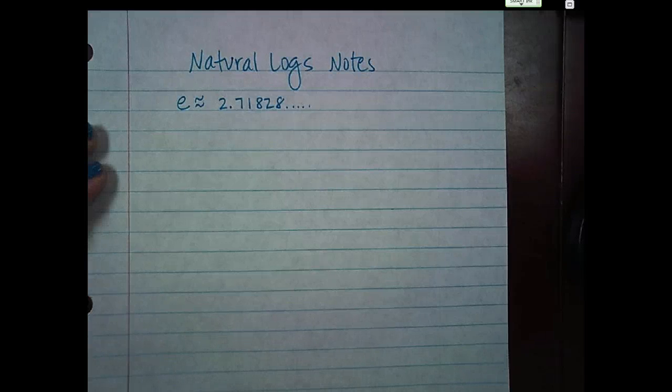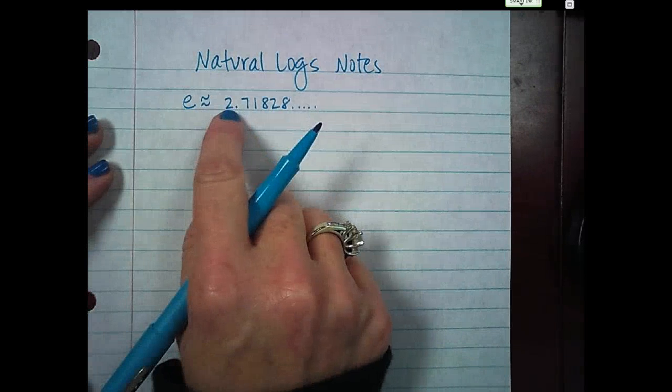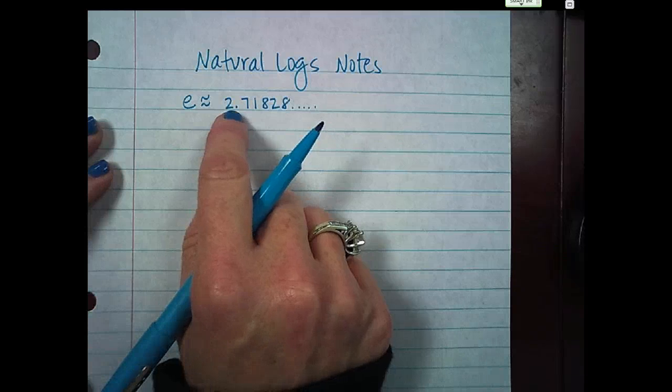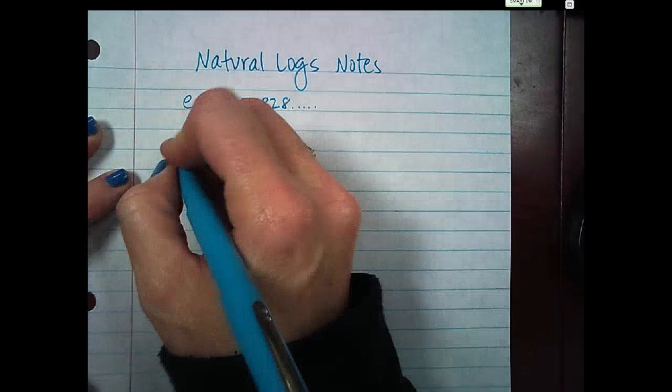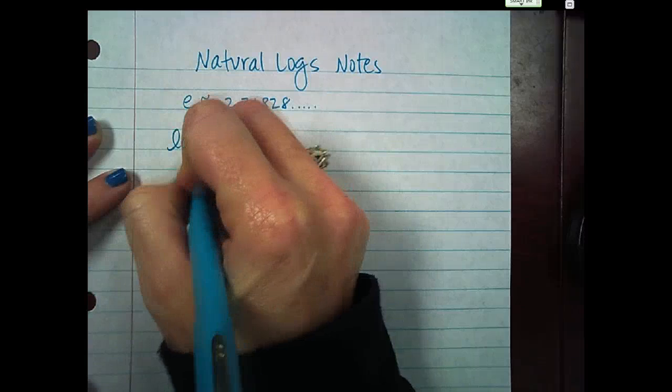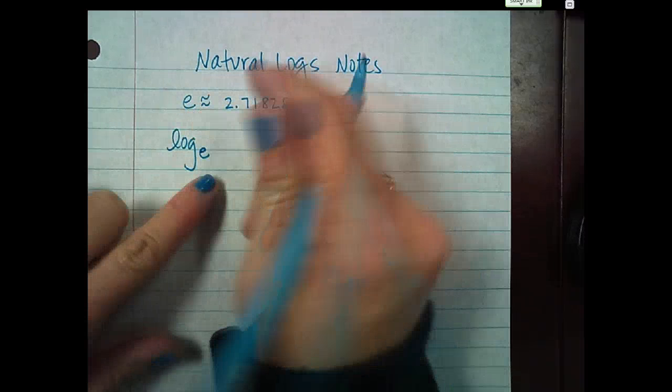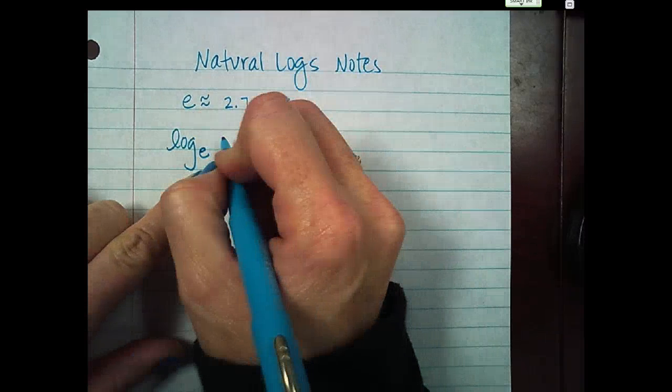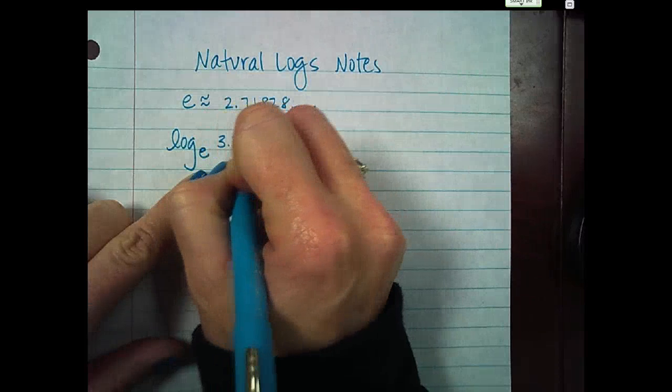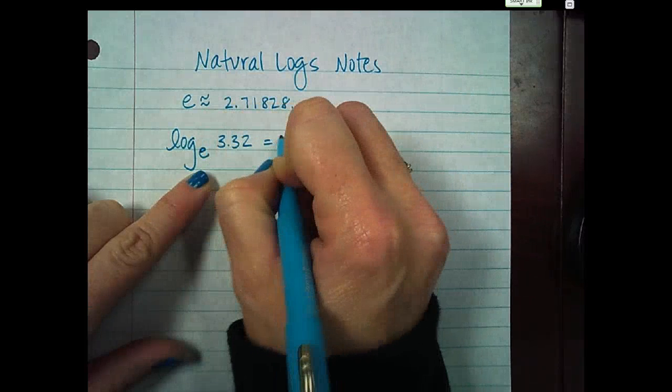So it's used so much in the real world that it has kind of its own value, kind of like pi. And if I ask for something with a log, okay, with a base of E, in other words, a base of 2.7, okay, to 3.32, then the answer is 1.2.